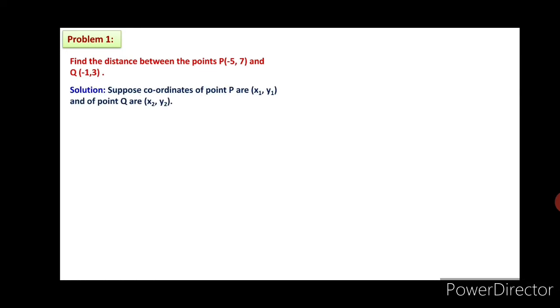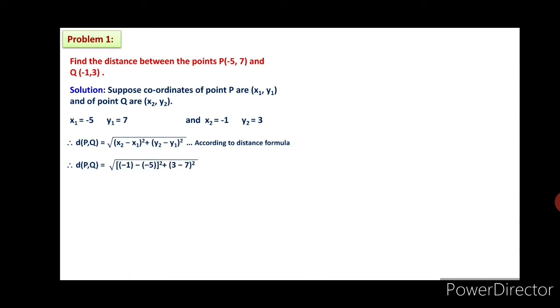Problem number 1: find the distance between the points P(-5, 7) and Q(-1, 3). Now we will write that the coordinates of point P are (x1, y1) and Q are (x2, y2). Then x1 is minus 5 and y1 is 7, similarly x2 is minus 1 and y2 is 3. Therefore, by using the distance formula, the distance PQ is equal to the square root of (x2 minus x1) squared plus (y2 minus y1) squared. Now we substitute the values of x2, x1, y2 and y1.